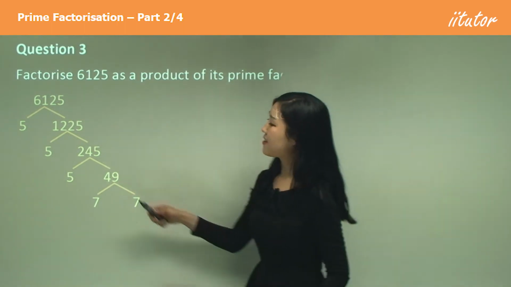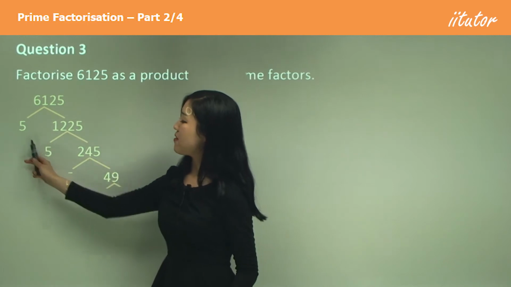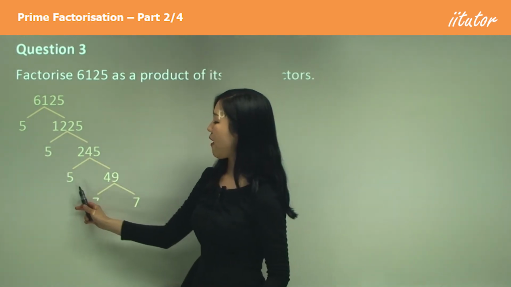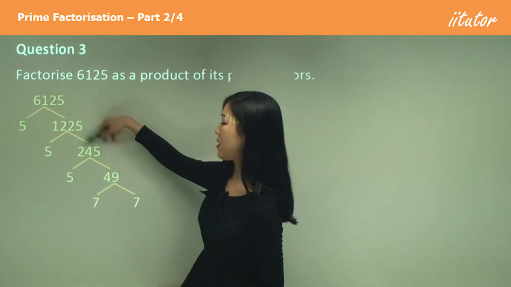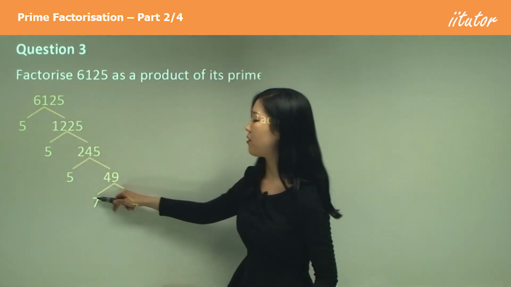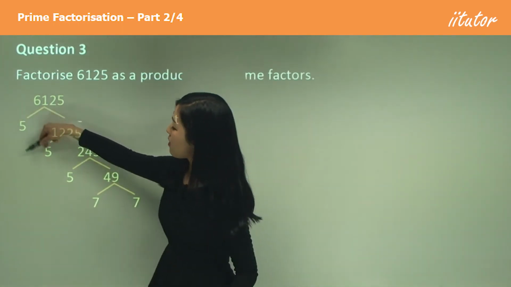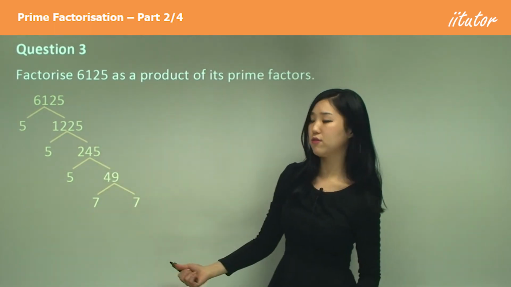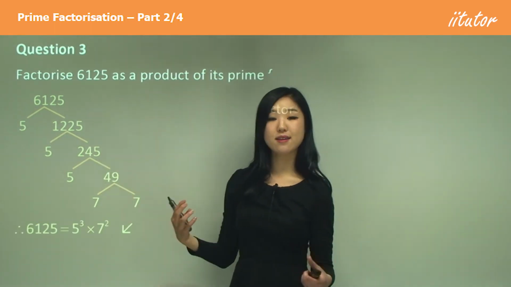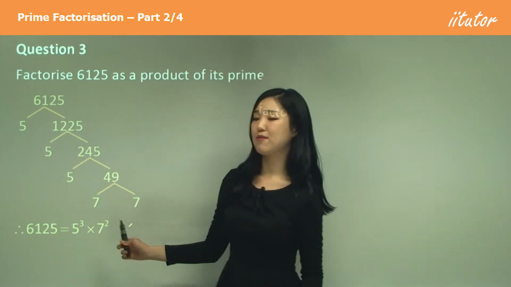And you can see that 6,125 is 5 times 5 times 5 times 7 times 7. Again, you don't have to worry about these numbers, only the outside numbers on the left. Okay? And again, you can see there's 3 lots of 5s, and 2 lots of 7s. So if I write it as my indices and product, it's going to be 5 cubed times 7 squared.